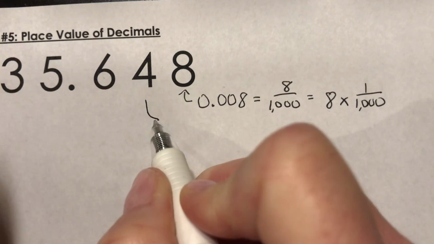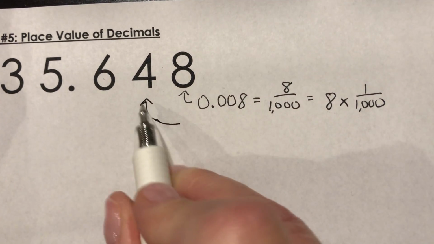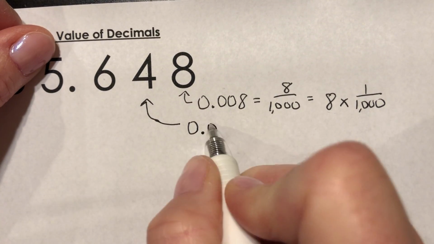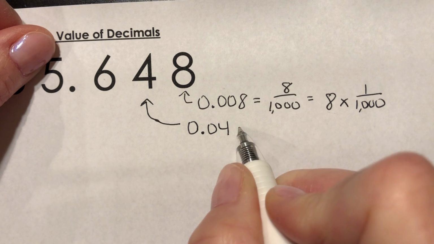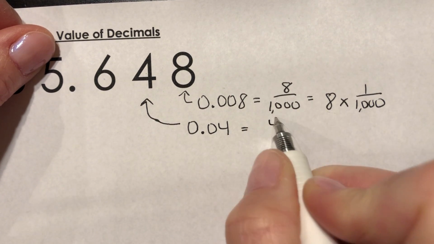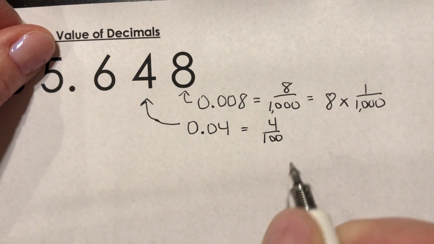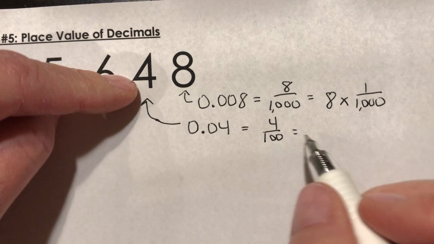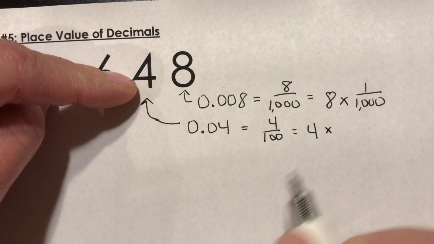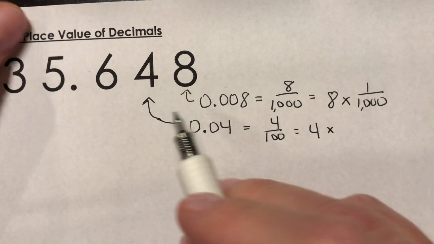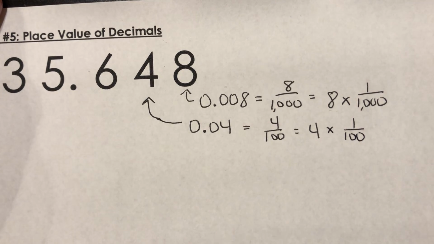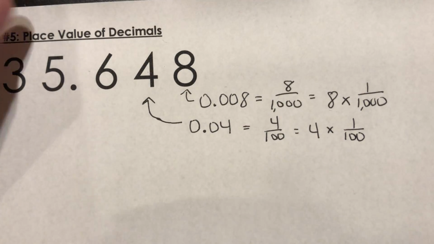So let's take a look at this 4. We're going to do the same thing. This 4 is in the hundredths place, so it is worth 4 hundredths. That's the decimal form. Fraction form would be 4 over 100, so 4 hundredths. And in expanded notation, I would take that digit 4 and multiply that by the place that it is in. It's in the hundredths place, so I would multiply that by 1/100th.